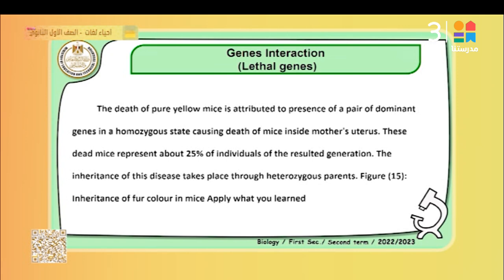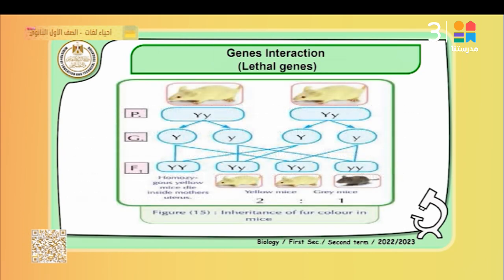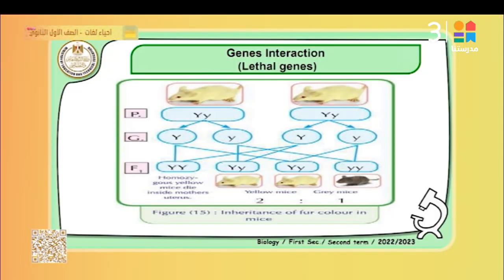The inheritance of this disease takes place through heterozygous parents. These figures represent the mating between heterozygous individuals, Y capital, Y small, Y capital, Y small. Inheritance of fur colors in mice, what do you learn? Follow me, please, and focus on these figures. Okay? Follow me, please, dear student. This is a parent. This is a heterozygous, yellow color fur in mice, Y capital, Y small. Yellow color fur, Y capital, Y small, both male and female.